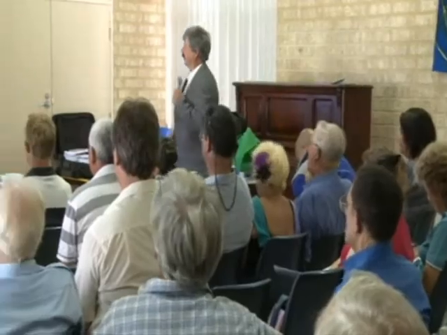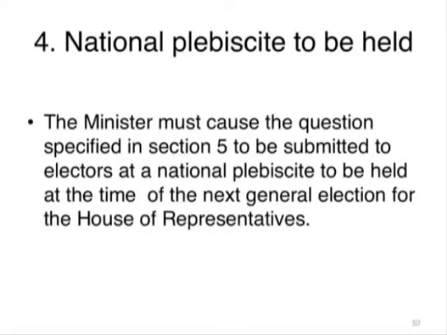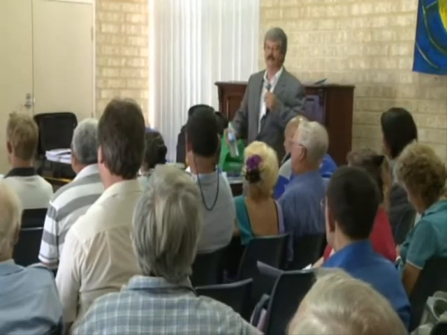Next one, please, Darren. National plebiscite to be held, and this is how they disguise it. The minister must cause the question specified in section 5 to be submitted to electors at a national plebiscite to be held at the time of the next general election for the House of Representatives. So they're ready to slam dunk you with a plebiscite.